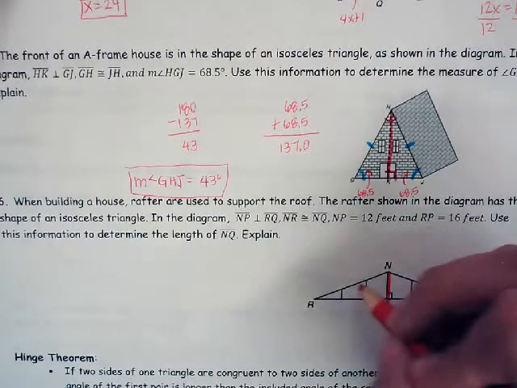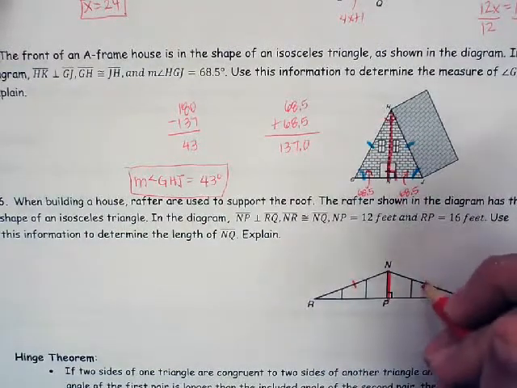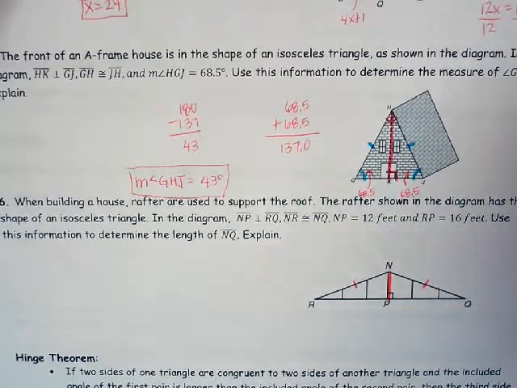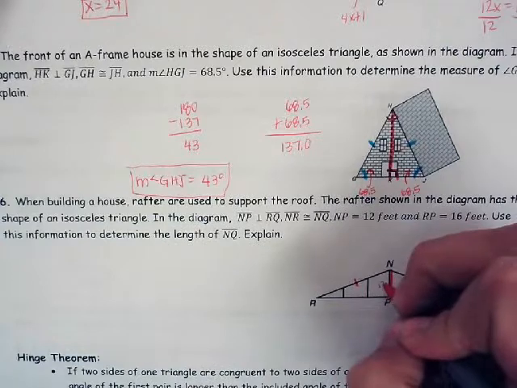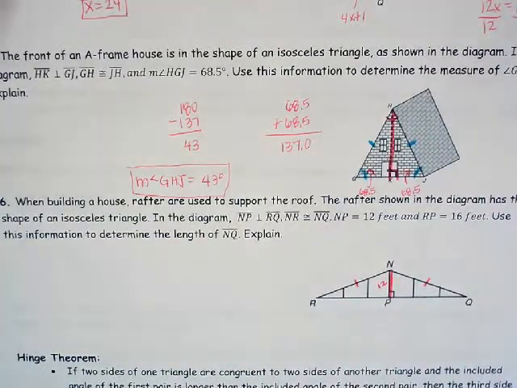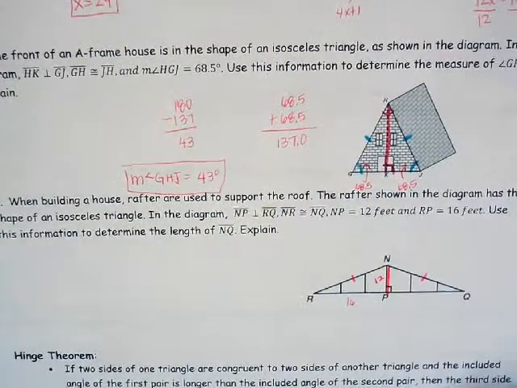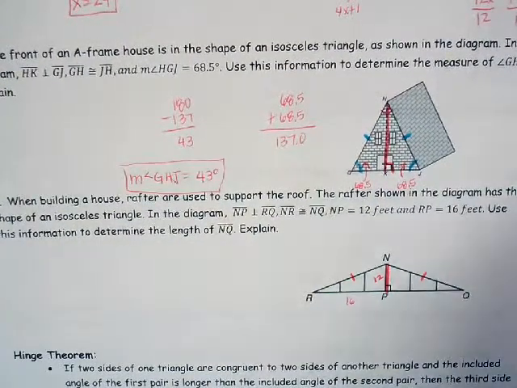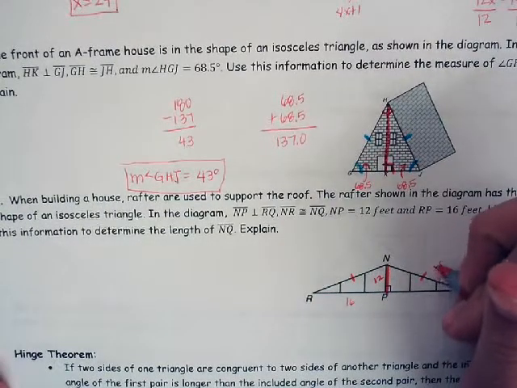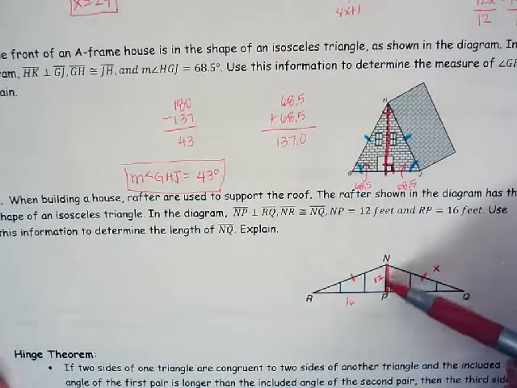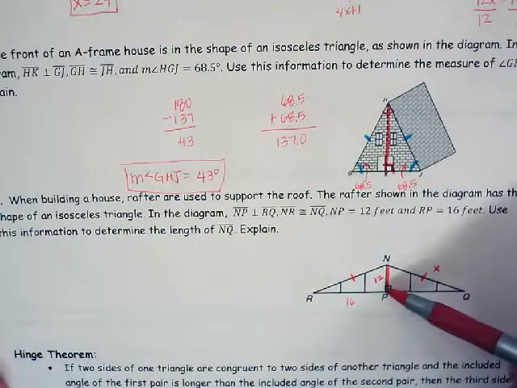NP is 12 feet. Let's put 12 right there. And RP is 16 feet. Use this information to determine the length of NQ. So since I don't know what NQ is, I'm going to label it as X, because that's what we like to do in math. Now notice we got to use some of our theorems. So what is this line right here? It tells me it's the perpendicular bisector, which means that this length right here has to be the same as this length. So I can say that this is 16 as well.